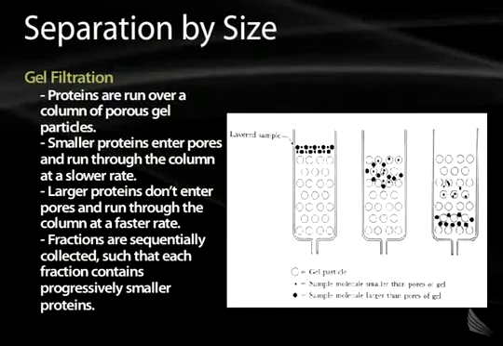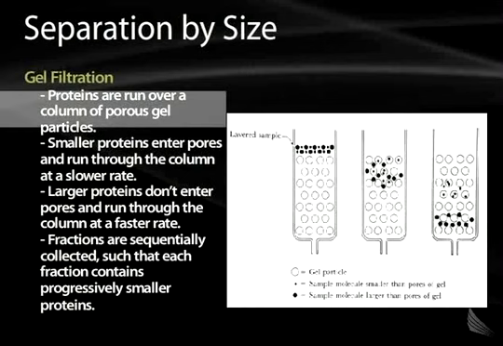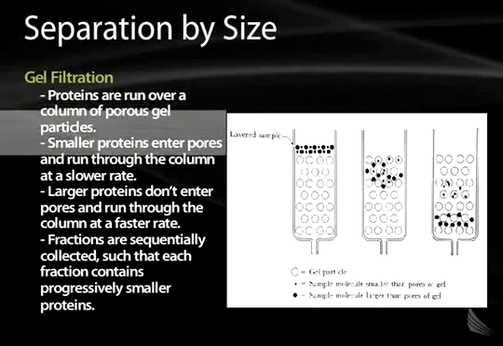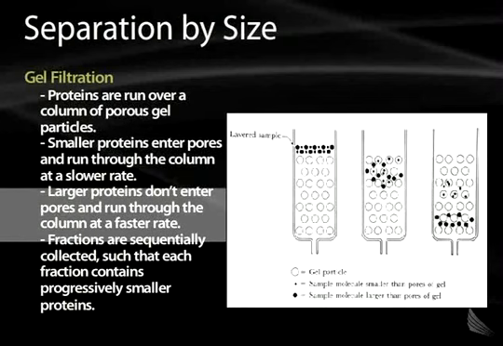An example of how we separate proteins by size is in gel filtration. In gel filtration, we have a column which contains a whole bunch of porous gel particles. And each of these little particles, as shown in the schematic to the right, has little pores in it. Now, the proteins that are very small can enter the pores in these particles, and thus they get trapped and they run through the column at a slower rate. The larger proteins don't enter the pores, and they run through the column at a faster rate.